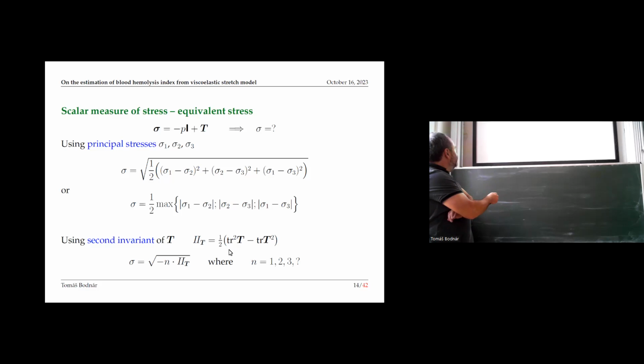A more mathematical way is to use the invariant of the tensor T, which you can do, but to my surprise, again, it's not unique. Different authors use, for example, this scalar measure of stress, where they use different coefficients. But evidently, for different coefficients, you will get different predictions.